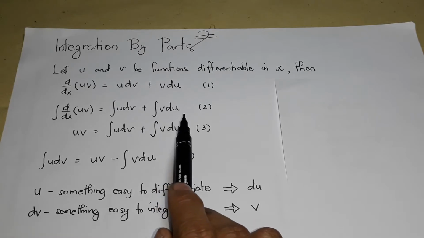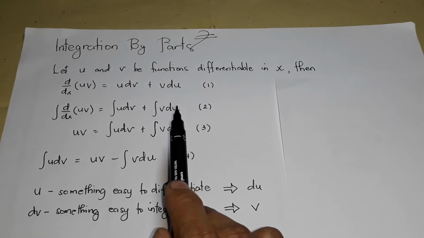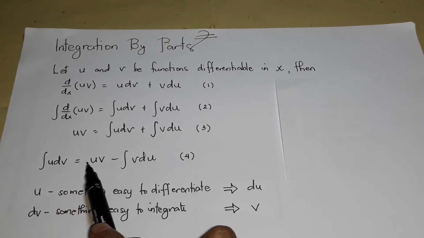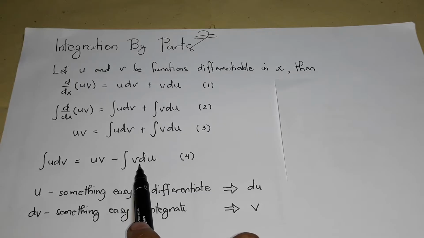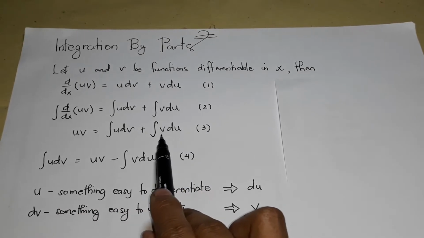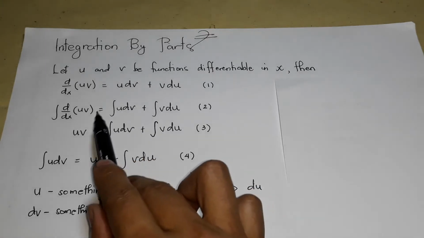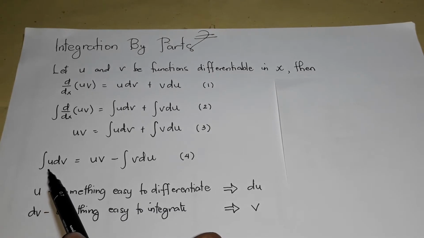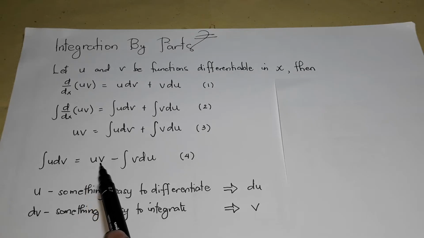Now, if your integrand contains two parts, the u part and the dv part, then you have the integral of u dv equals uv minus the integral of v du. This equation is taken from equation 3 by transposing this term to the other side of the equation, leaving you with the integration by parts formula. Again, the integral of u dv equals uv minus the integral of v du, where u is something easy to differentiate and dv is something easy to integrate.